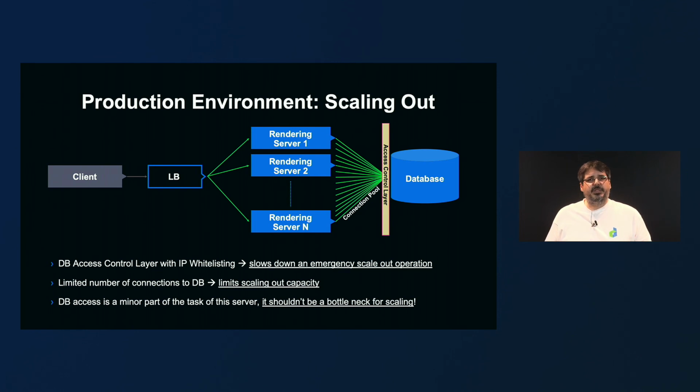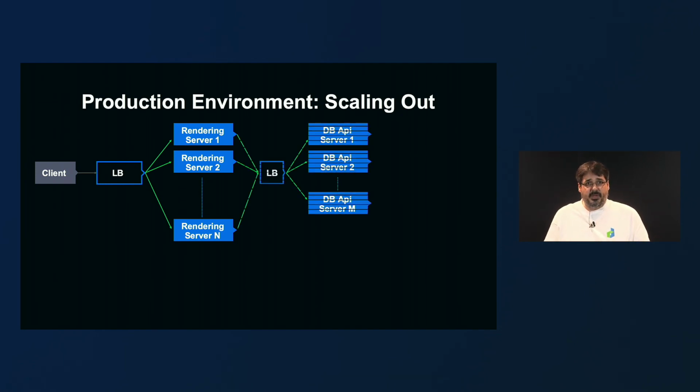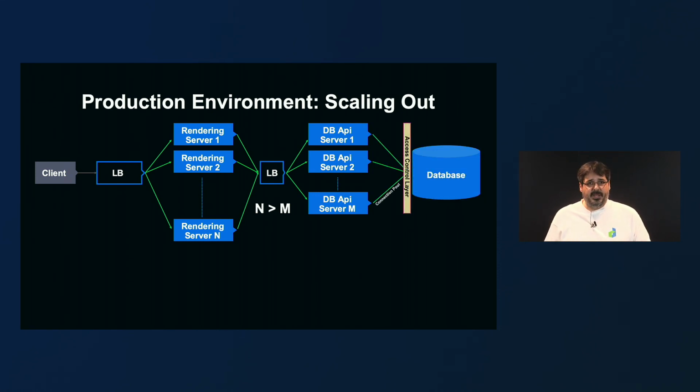So how did we solve this issue? Well, we decided to split out the database access component into its own microservice. So basically now the client connects to the load balancer, which distributes the traffic between the rendering servers, and the rendering servers themselves get the data they need from an API offered by the DB API server, which finally accesses the database. But why is this better?